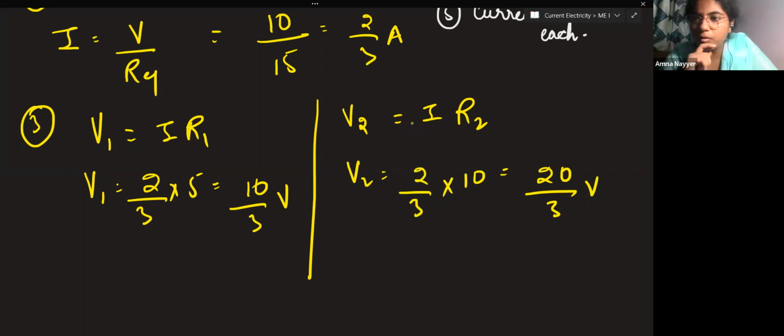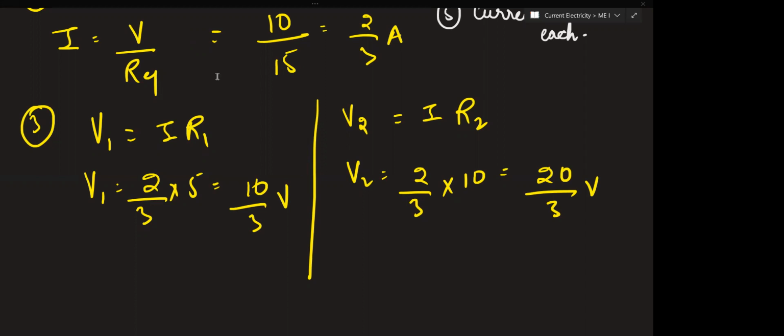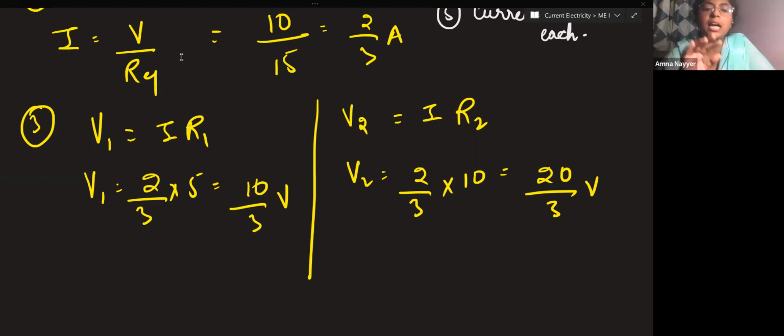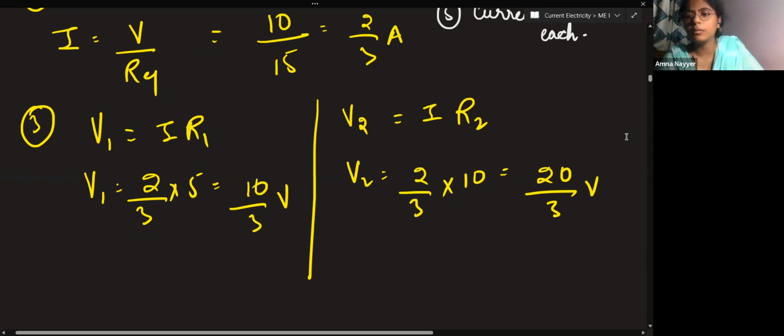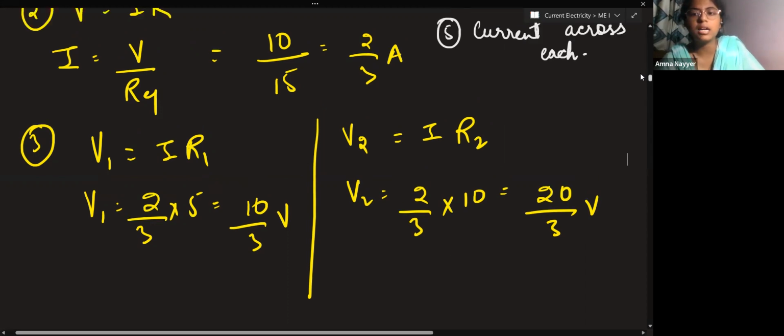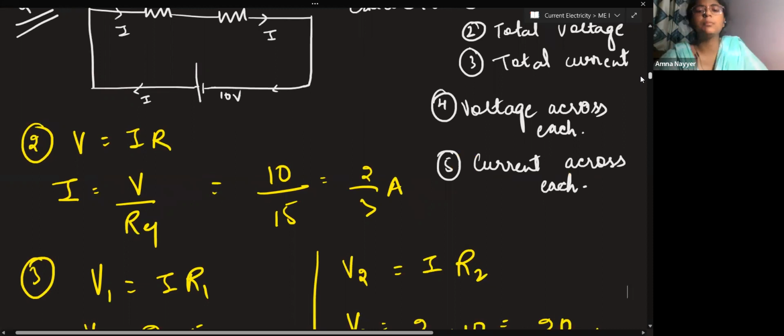When I had written earlier 1 by 15 or whatever, when I was adding it, I was not able to get 10 volts back. So that proved that I had committed some error while writing. So that's how you have to see it. Even for the current also. When we see the parallel combination, there you will be able to notice this because current will be different. In series, current across each will be the same.